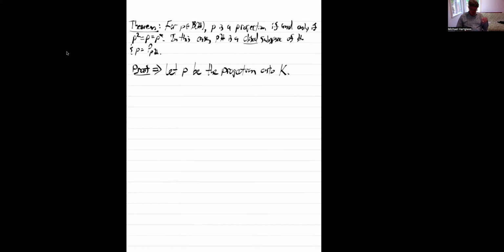And so note that this means, and we saw this earlier in the notes, this means that the identity minus P, or 1 minus P, is the projection onto K perp. All right. And so let's see how this is going to be useful for us.